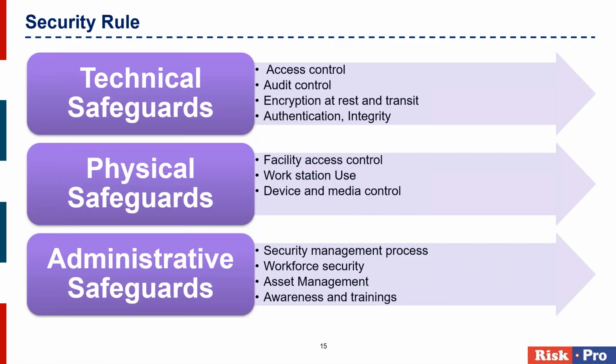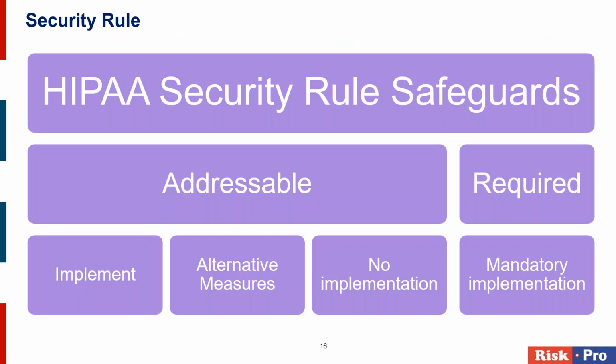So we were discussing the security rules. We talked about technical safeguards, physical safeguards, and administrative safeguards. So what is the expectation from these particular rules? As we see here, we have the HIPAA security rule safeguards, and they are categorized into two parts. Are you able to see my screen?